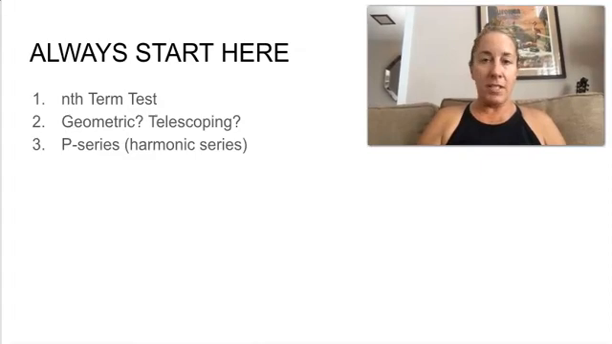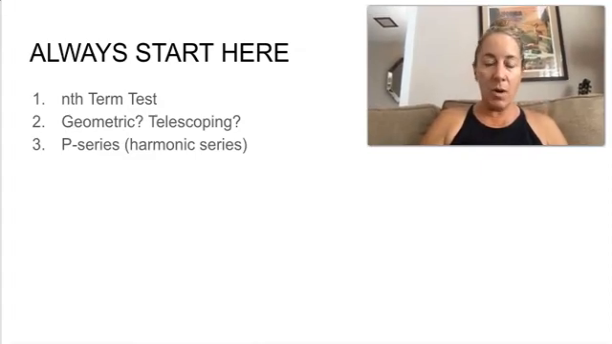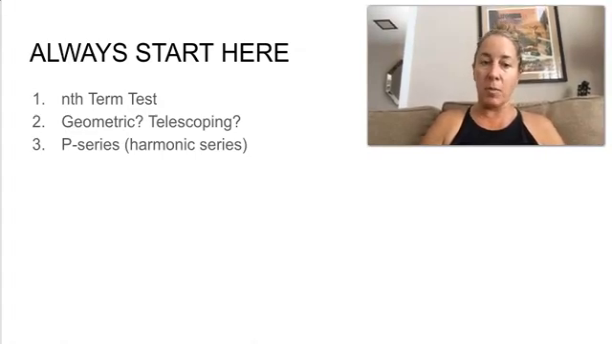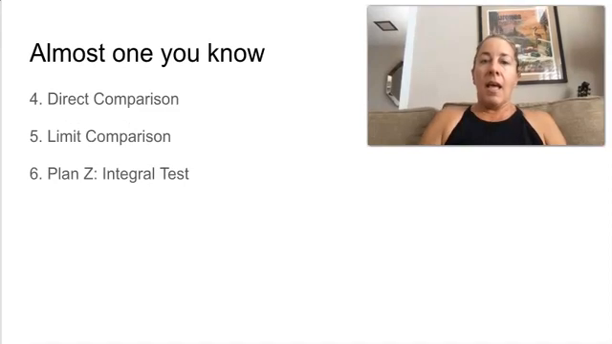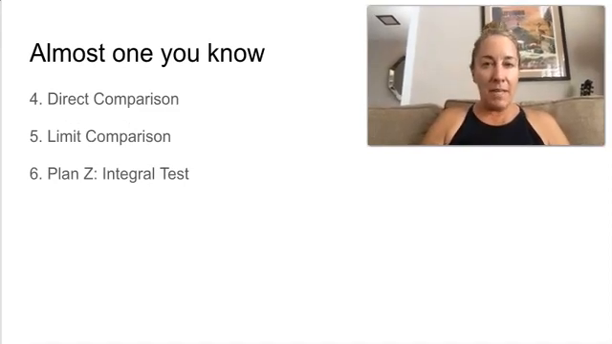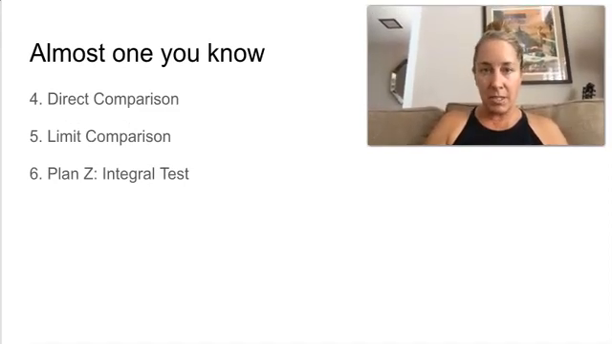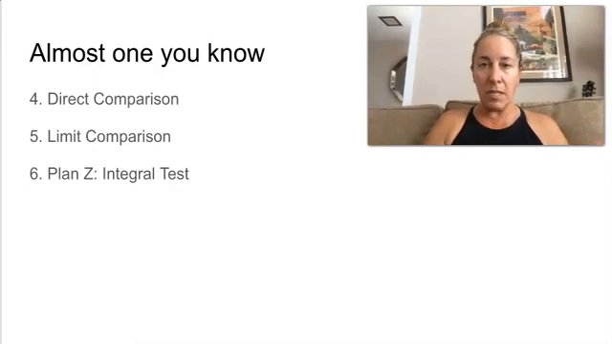1 over n to the p. If p is greater than 1, it converges. If p is 1 or smaller, it diverges. Remember, when p is 1, that is our harmonic series. We see that harmonic series and we immediately know diverges, done. And what happens most often is that the series is almost a series we know. So it's almost a geometric series or it's almost a p series, but not quite.